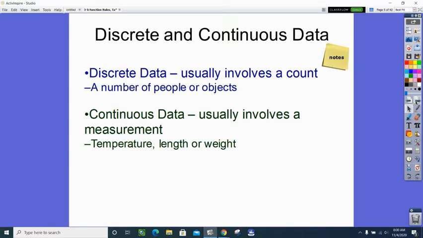Now, continuous data is going to go through all of those numbers in between. So as the temperature rises, let's say outside on a nice summer day, and it goes from 80 degrees to 81, it didn't instantly go from 80 to 81. It went through every temperature in between.